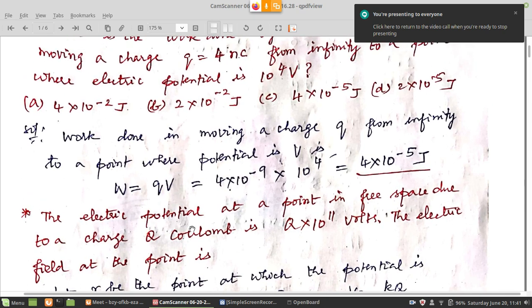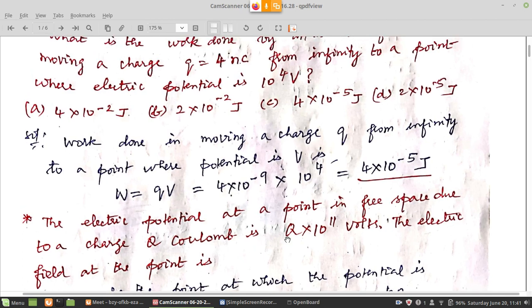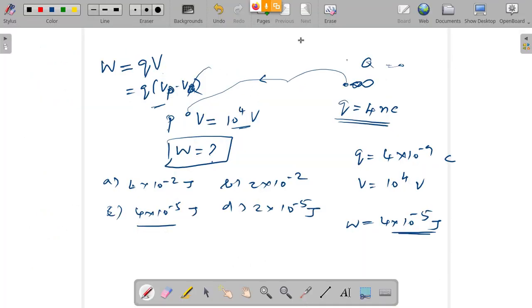Electric potential at a point in free space due to a charge q coulomb is q into 10 power 11 volts. The electric field at the point is how much? This is the question. They are giving potential and they are asking you for the electric field. So how will you do this? Because here it is q into 10 power 11 volts. So you have to establish the relationship between potential and electric field. What is the simple relationship that is connecting them?